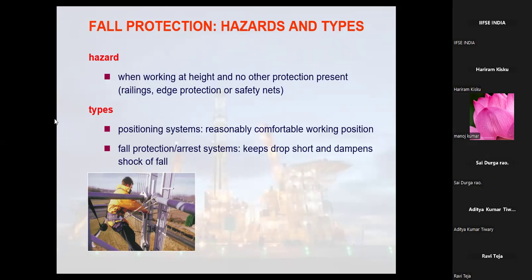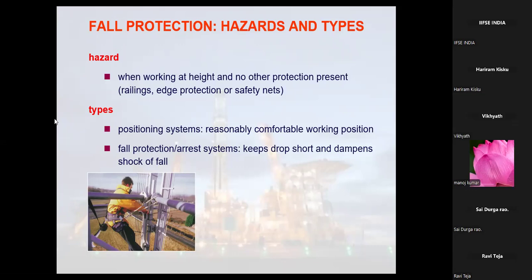Safety belt. Safety belts. Railing, yeah. Yes, absolutely. Scaffoldings. Yes, on the scaffolding, you should have the railings, top rail, mid rail, and the toe board. That is the first line of defense. Then, if that is not present, you can go for safety harness.